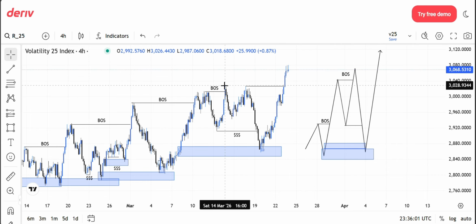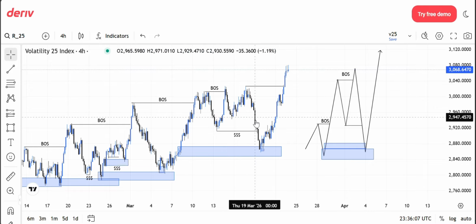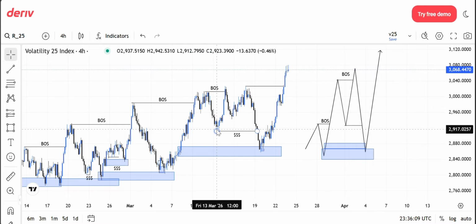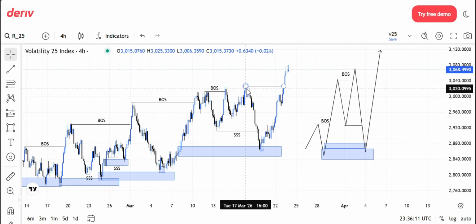So after this break of structure, we saw that price came in, consolidated a bit, and then took this low. So this acted as an inducement, and then price did what?